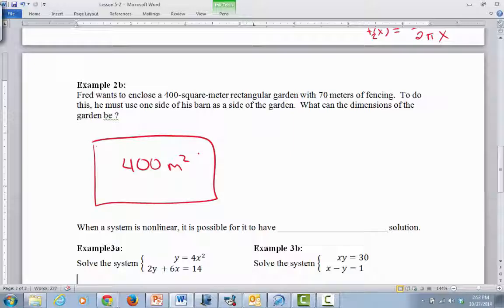All right? And we only have 70 meters of fencing, so he's going to use one side, and I'm going to mark this as his barn, so he doesn't have to use that side for a fence, okay? We know that the length times the width is the area. So I could say 400 equals xy. I'm going to just change it to x and y, because that way we don't have to worry about changing it later.